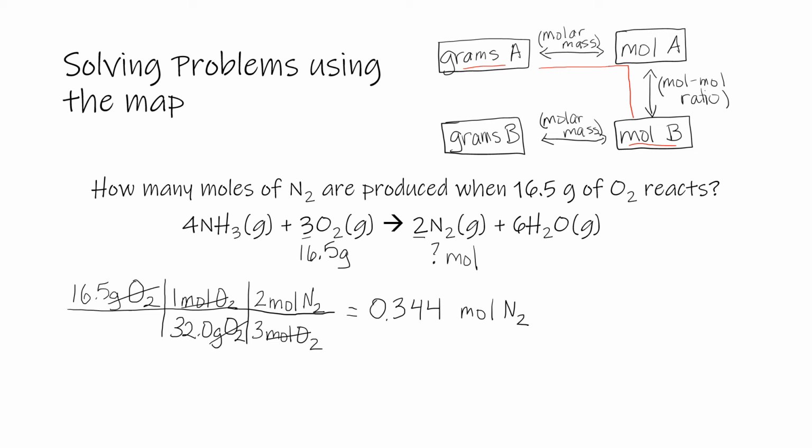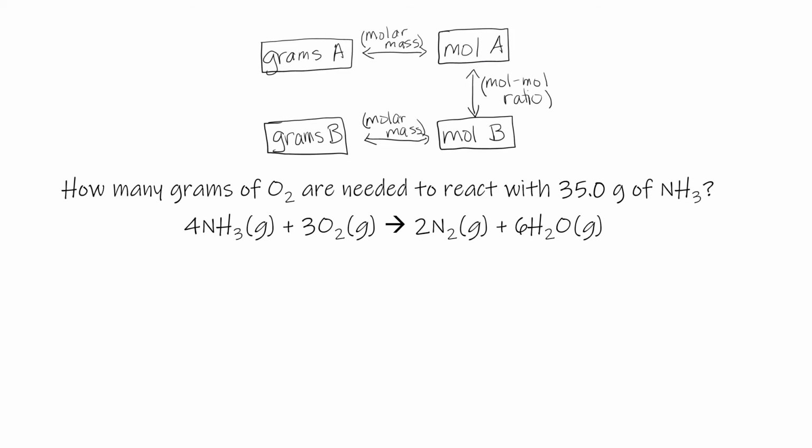Okay, let's look at one more example. Here's our next problem. How many grams of oxygen are needed to react with 35 grams of ammonia? I'll start by writing down, like what I did before, what I am given in the problem and what I am looking for, and I'll do that underneath my balanced equation. So I have been told that we have 35 grams of ammonia, NH3, and we are looking for how many grams of oxygen can react with that.